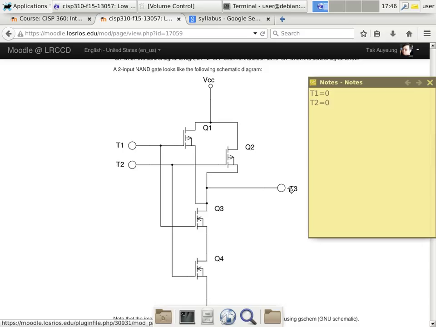Yep. What if both of the inputs are low? Then why would the output be high? Because of the properties of the transistors. Because Q1 turns on when the gate voltage is low. Q2 also turns on when the gate voltage is low. But T1 and T2 connect to the gates of these two, so both of these transistors are on. As a result, they complete the circuit to go to VCC. This one completes the path to VCC as well. Okay. Is that okay so far?